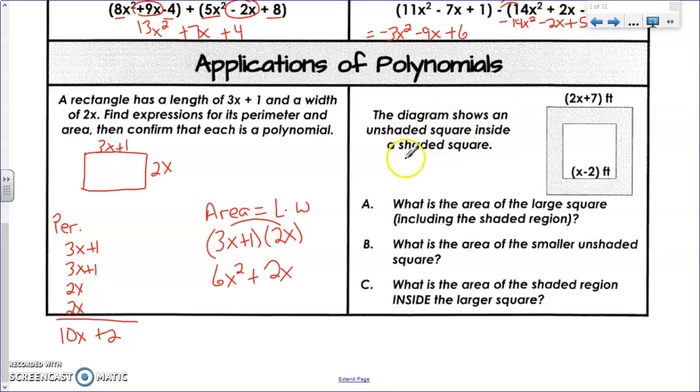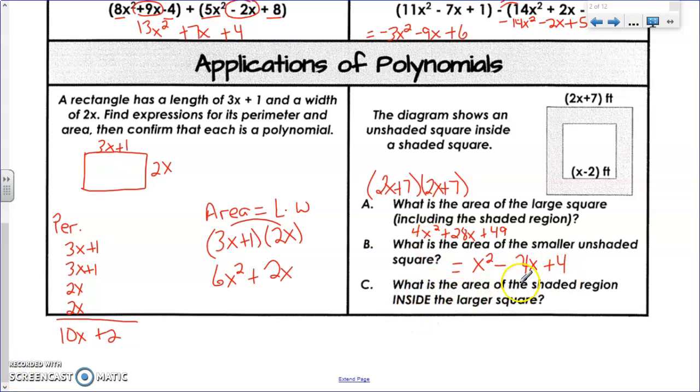The diagram shows an unshaded area here. So what is the area of the large square including the shaded area? That would be 2x plus 7 times 2x plus 7. When we multiply those out and simplify, I'm going to let you do that. You should get 4x squared plus 28x plus 49. What is the area of the small? That would be x minus 2 times x minus 2. So again, when you multiply that out, you get x squared minus 4x plus 4.